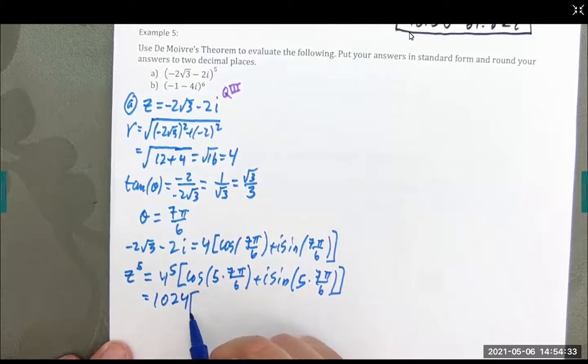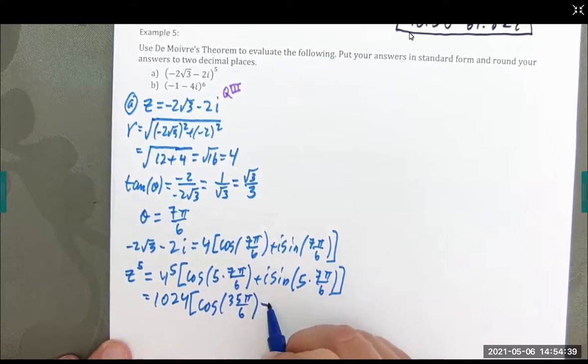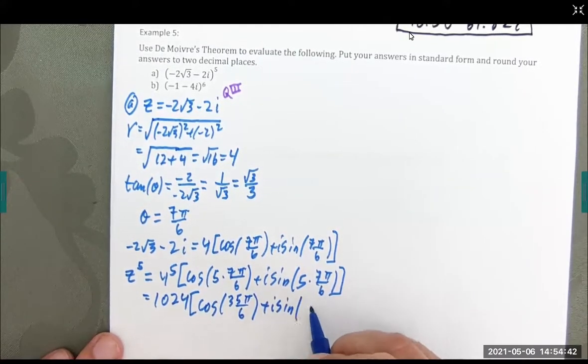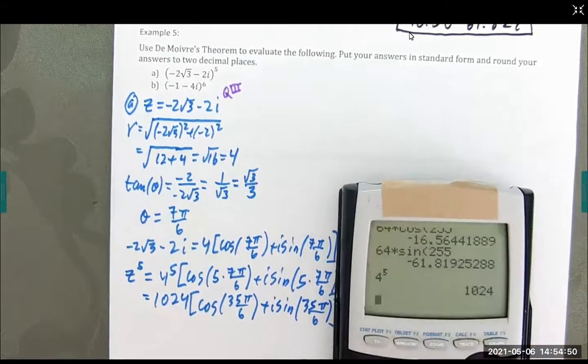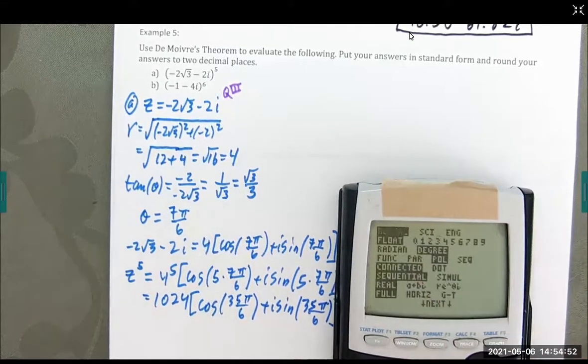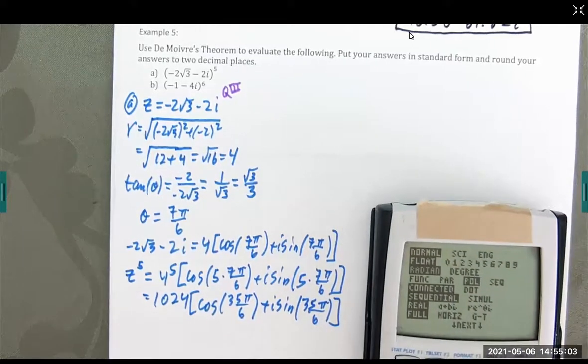And this gives us cosine of 35 pi over 6 plus i sine of 35 pi over 6. Now I need to be in radian mode for this one. So every time you should be checking, because I got my angle in radians. By the way, you could do this whole thing in degrees, just make sure you're in degree mode the whole time. And they say that they want this answer in standard form.